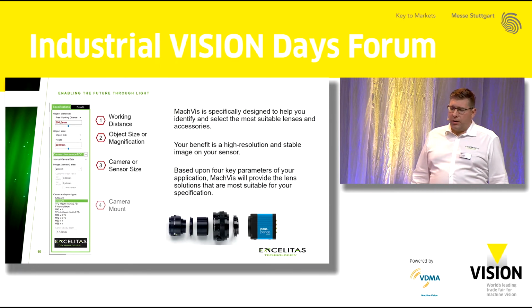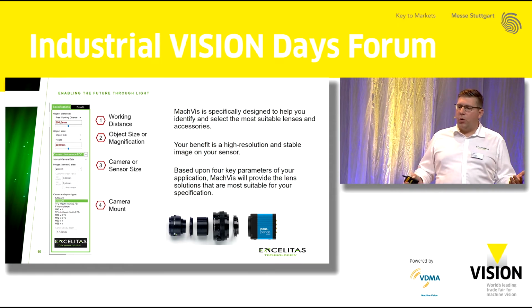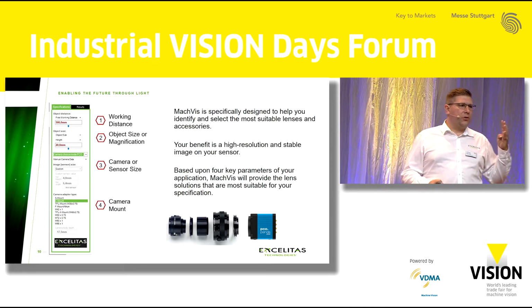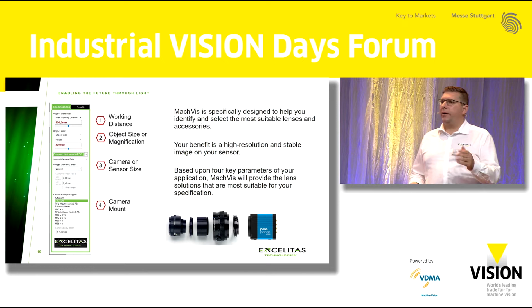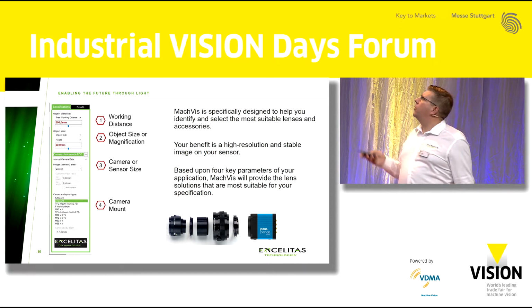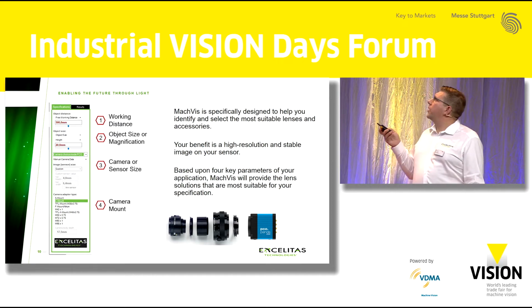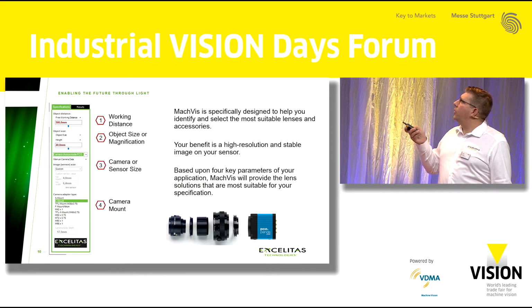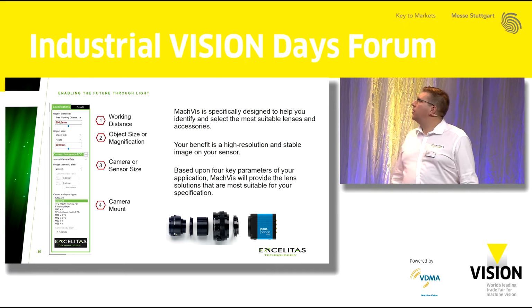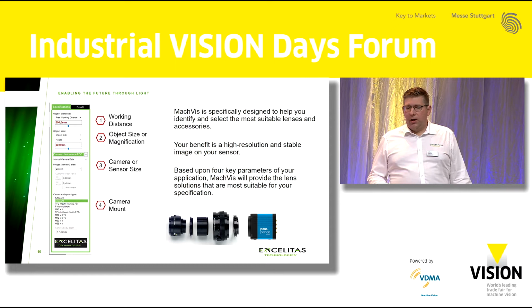First, it is an input sheet, the specification sheet. And the idea was to make it very easy, to have first four numbers that you need to find an optical solution. You need the proposed working distance, then the object size or a magnification that you want to achieve. And you can select the camera from our PCO cameras, or you can enter the sensor size of your camera, and we need the camera mount. Out of these numbers, Machwis starts to calculate a system.